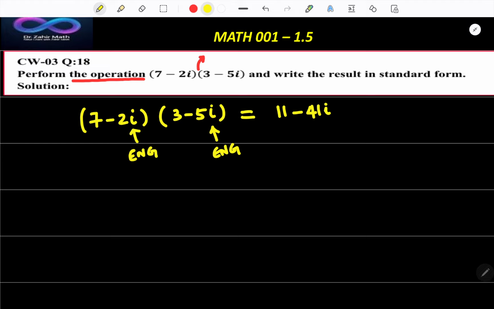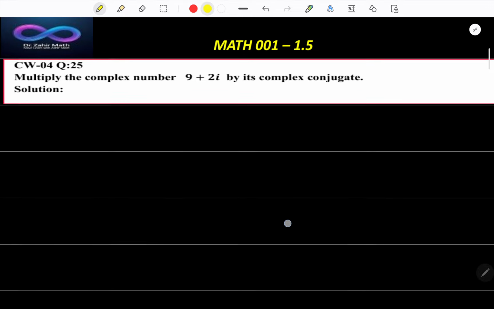I will also try along with you, right? I just calculated in my mind. 7 minus 2i, close the bracket. Bracket open, 3 minus 5 ENG. Press close. Equals 11 minus 41i. Clear all of you, right? Let's go to the next question.